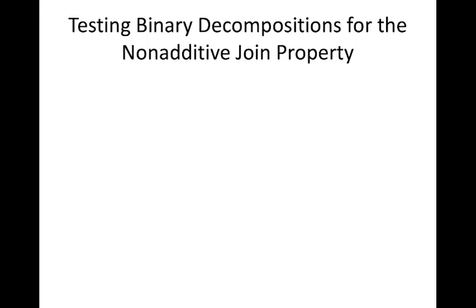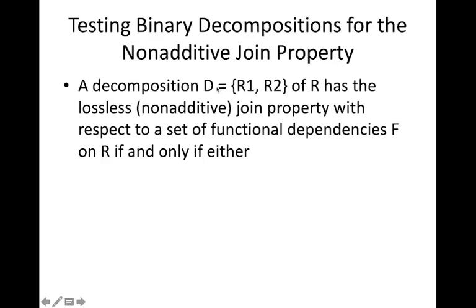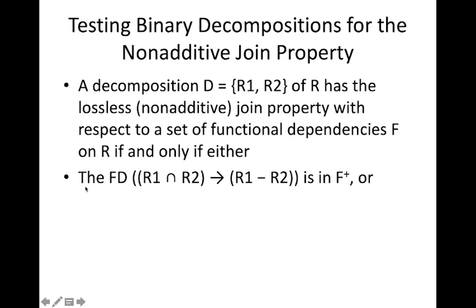Now, for the binary decomposition test, we have another easy method to test whether it satisfies the non-additive join property. Binary decomposition means we are decomposing into two relations: we have a universal relation R and we are decomposing it into R1 and R2. We can simply test whether it satisfies the lossless join property or not. A decomposition D = {R1, R2} of R has the lossless join property with respect to the set of functional dependencies F if and only if either of these conditions is satisfied.